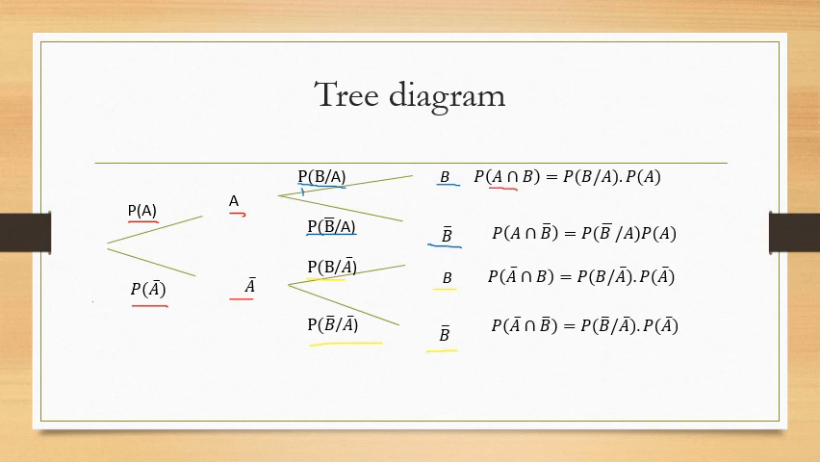Sometimes we need to calculate the probabilities of A intersection B, so we have to multiply probability of B knowing that A times probability of A. So we have to multiply the probabilities in these two branches.